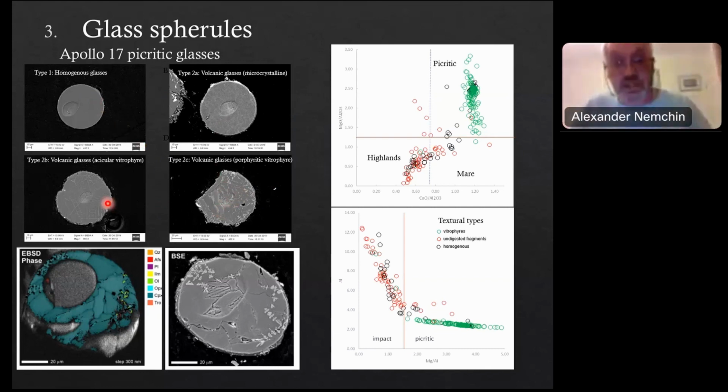With this project, we decided to see if we can get sensible data from something where we've got crystals. The overall population consists of the standard set up. We've got quite a lot of picritic glasses in the sample, and then highlands and mare glasses. But we're not going to really talk about it at this point, a bit later in the talk.